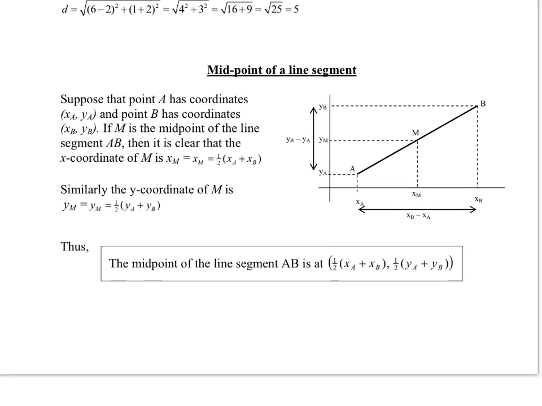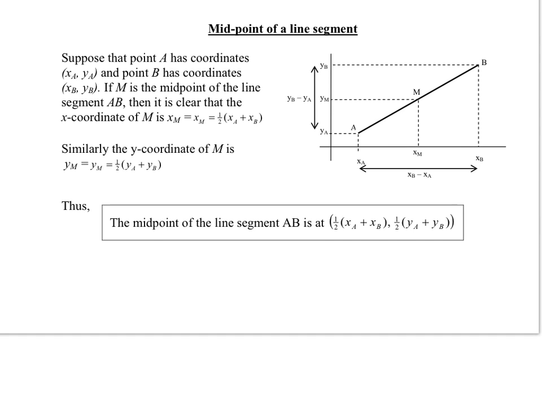And then there's another technique if you want to find the midpoint of a line segment. If you have a line that goes from A to B, and you want to know the coordinates of the point halfway between, it's very simple to do. Just take the average of the x-coordinates, so you add the x-coordinates together and divide by 2. You add the y-coordinates together and take half of it, and that gives you the coordinates of this point here.